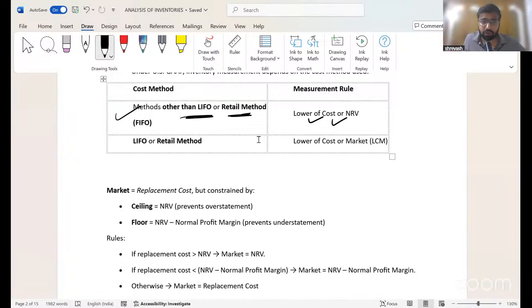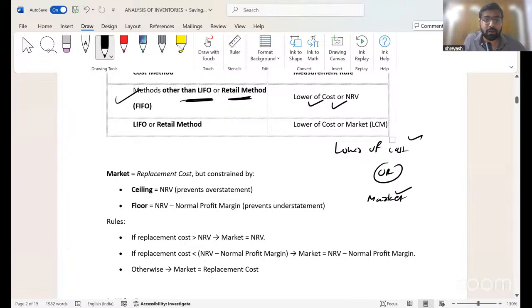So LIFO or retail method, I was talking about that. It is lower of cost or market. Sir, we have been doing lower of cost or NRV. We understand that. A lower of cost or market, what is that? We understand cost. Let us understand what you mean by market. Market means replacement cost.